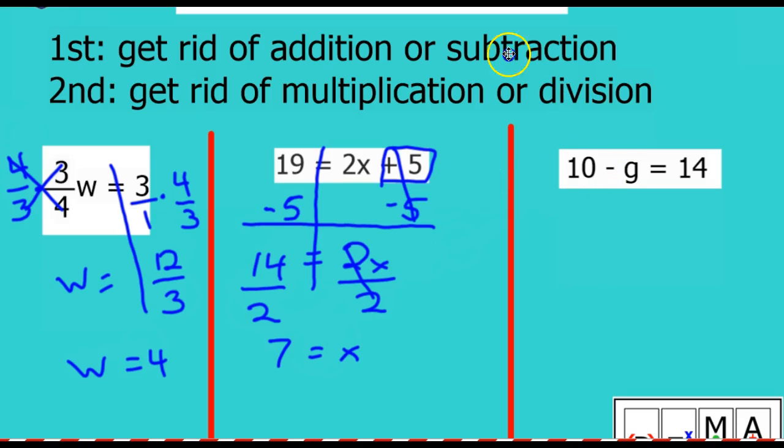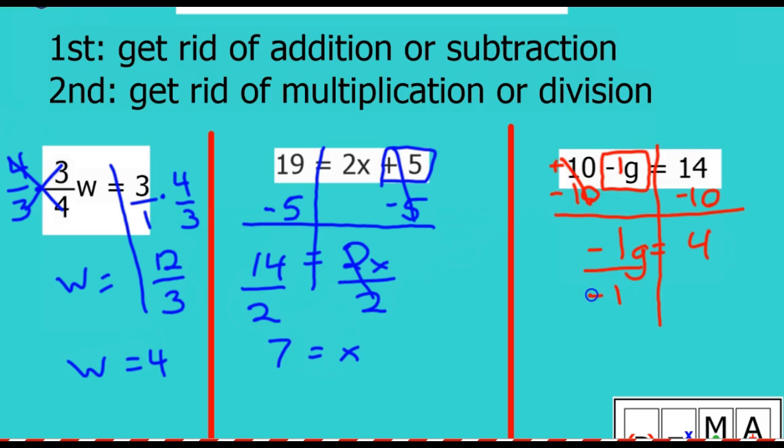Alright, here it says, well, first we have to get rid of addition and subtraction. I see a subtraction sign, but this subtraction sign goes with our g. So that's like saying we have a negative 1g. So what I need to get rid of first is this 10. Now this 10 is positive, so I have to subtract 10. Make our balance line. What we do on one side, we have to do to the other. So those cancel out. We get negative 1g equals 14 minus 10, which is 4.